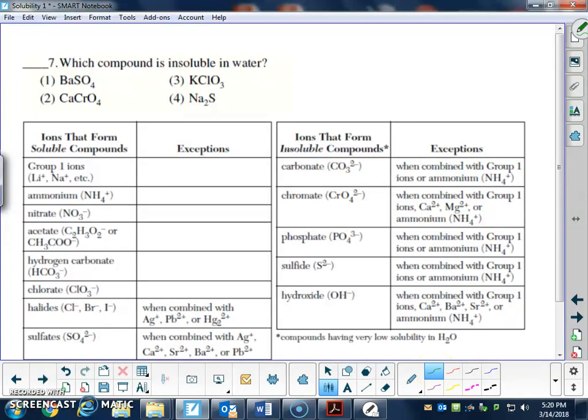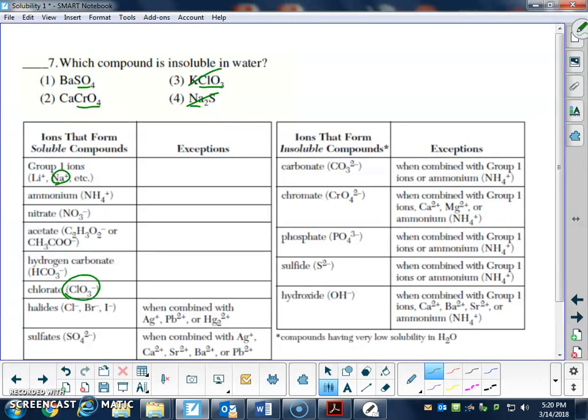Same question here, number 7. Which one is insoluble in water? We're looking at sulfates, we're looking at chromates, we're looking at chlorates, and then we have a group 1. Group 1 ions, they are always soluble, so that's not one. We're looking for something insoluble. Chlorates, right here, they're always soluble, no exceptions. So that one, and besides it also has a group 1 in it.